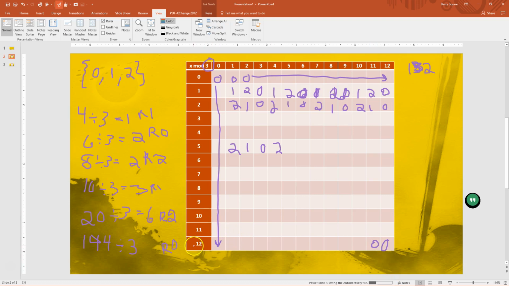12 times 10? Interesting. All these 12s here, since 12 is divisible by 3, then everything we multiply it by is going to be divisible by 3. This is going to be all zeros again. And that's going to be the case whenever we have a multiple of 3. So that's going to be the case when we have 9. 9 times anything is still going to be divisible by 3. So that's all zeros.